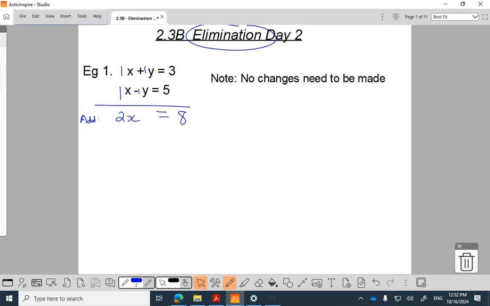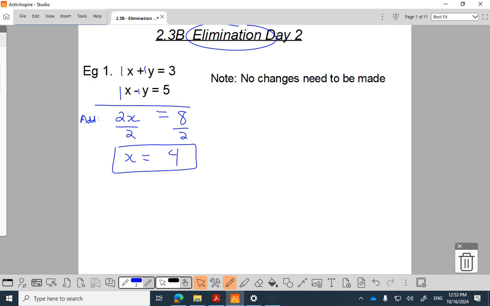2x equals 8. What's the opposite of multiplying by 2? Dividing. We know that part. So I'm going to divide both sides by 2. 1x and 4. X equals 4. Box it. This really helps your brain. It really helps to go, there, I've got x equals 4. I don't know what y is. How do I get y?